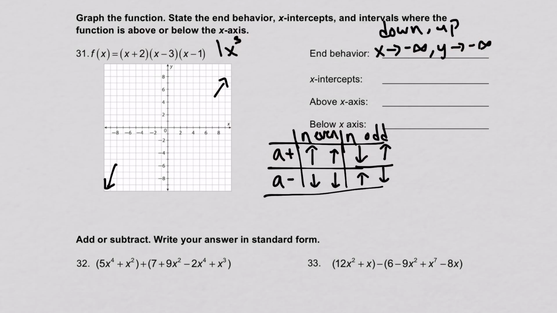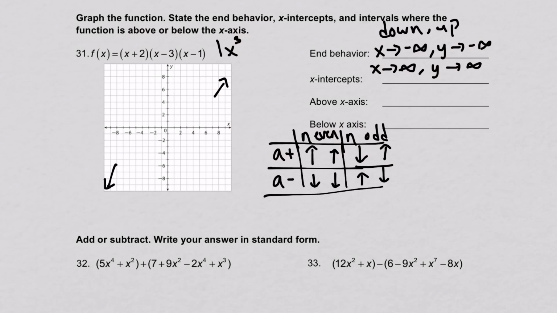What happens towards the right? As x approaches positive infinity, that means to the right, what happens to y? Y also approaches positive infinity. Again, reinterpret this as x moves to the right, y moves up.